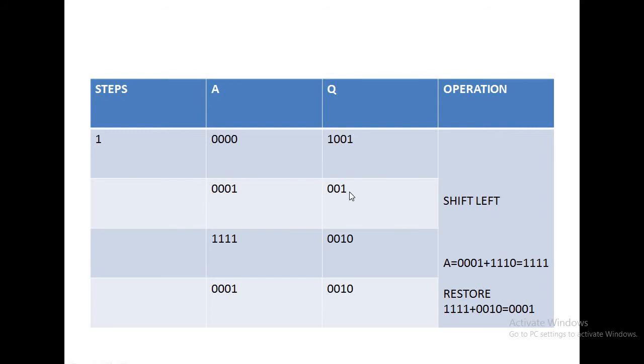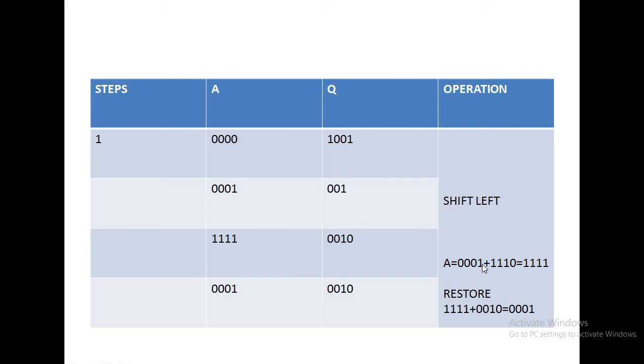Then after left shifting, what is the next operation? The next operation is A is equal to A minus M. Or you can perform A is equal to A plus the 2's complement of M. Both operations are the same. A is equal to A minus M is the same as A is equal to A plus the 2's complement of M. So what is the value of A? Now the value of A is 0001. Okay.